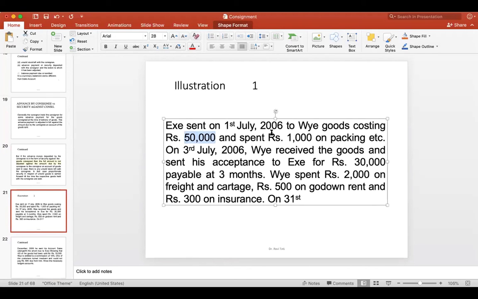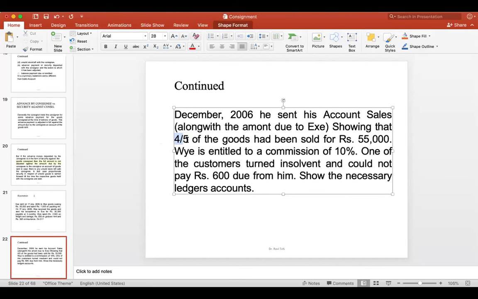50,000 and 1,000 spent by X to send the goods to Y's godown. 51,000 is the cost. Now we have decided the cost. Now what is the closing stock? Value of the closing stock depends on the amount sold. Look at the amount sold: 4/5 of the stock is sold.